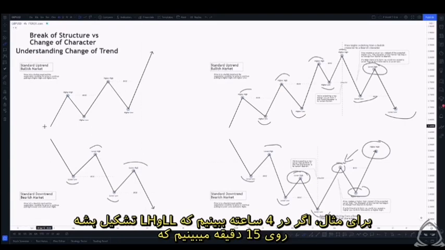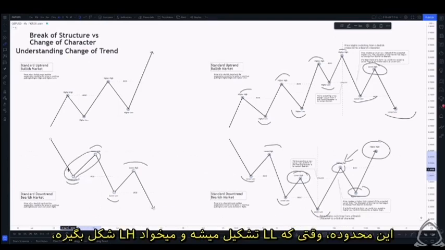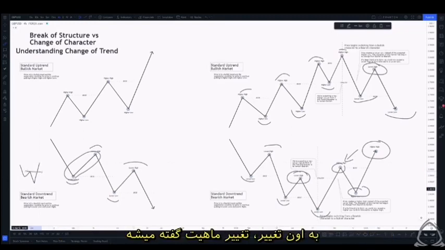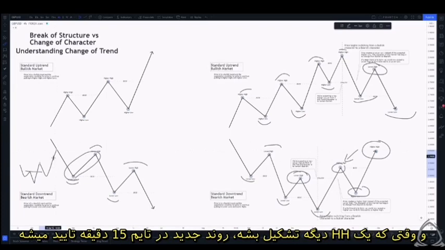So for example, if a 4-hour is putting in a series of lower lows and lower highs, what we would see on a 15-minute in this area, when we form the lower low and we're starting to create the lower high, generally speaking, the 15-minute is going to have to switch from bearish to bullish. That change would be called a change of character. And then once we create another higher high, we have now confirmed a bull trend on the 15-minute.